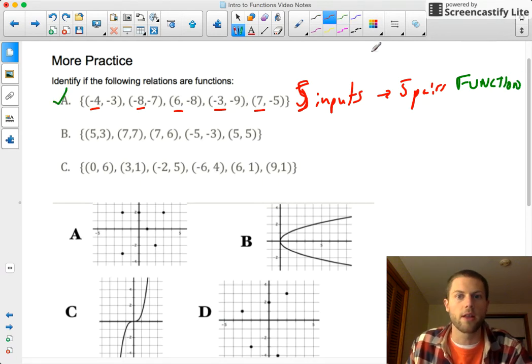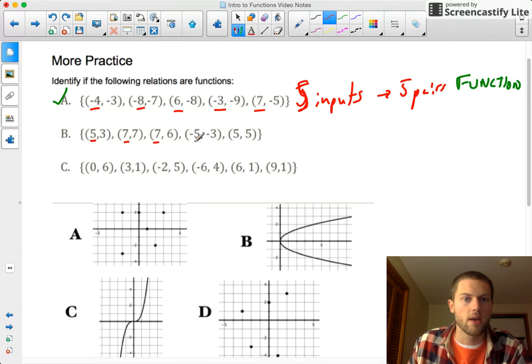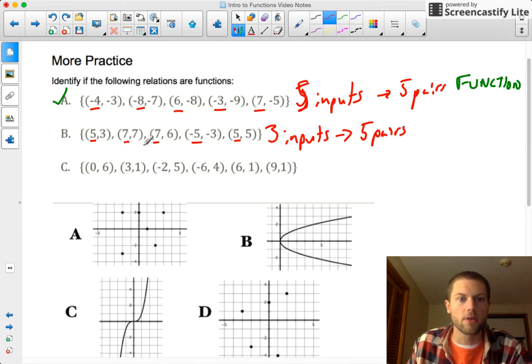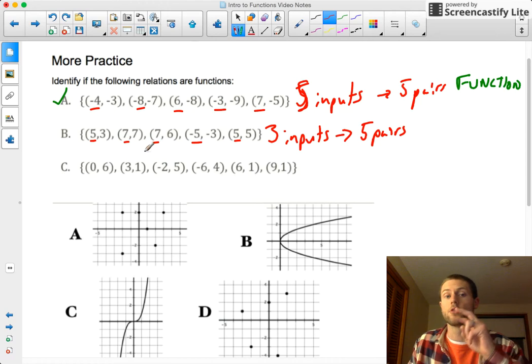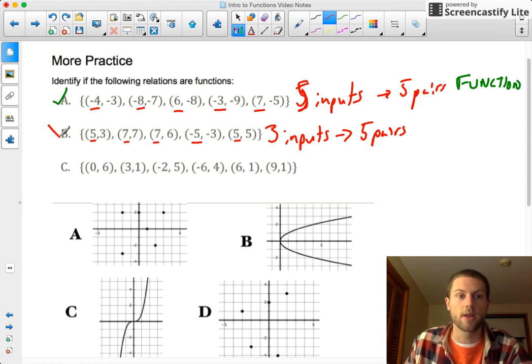Next up, let's take a look at letter B here. Let's take a look at the inputs. I've got 1, 2, that's the same, 3, and that's the same as before. So here I have 3 inputs, but I again have 1, 2, 3, 4, 5 pairs. So if we take a look back here, the input 7 can point to either an output of 7 or an output of 6. That means that I have 2 outputs for the one input, so this thing is not a function.